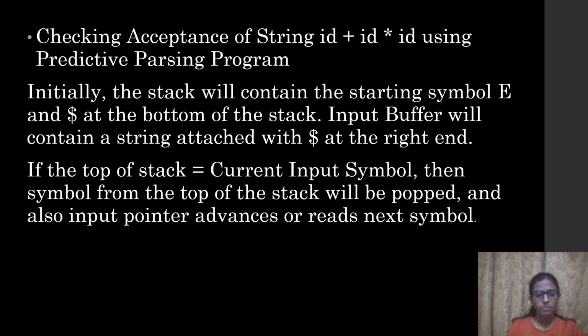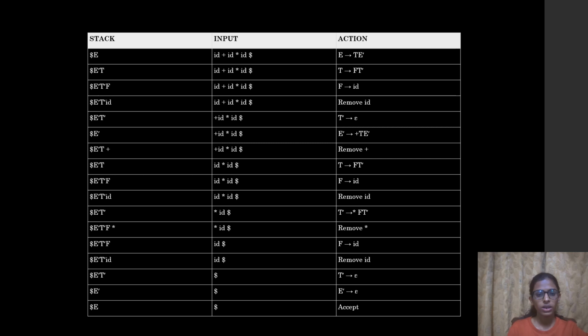Moving to the next, checking acceptance of the string id plus id star id using the predictive parsing program. Initially, the stack will contain the starting symbol E and dollar at the bottom of the stack. The input buffer will contain the string with dollar attached at the right-hand end. If the top of the stack is equal to the current input symbol, then the symbol from the top of the stack will be popped, and the input pointer advances to read the next symbol. So moving to the example problem, which we are going to solve with the string id plus id star id dollar, this is the sequence of the predictive parsing moves.